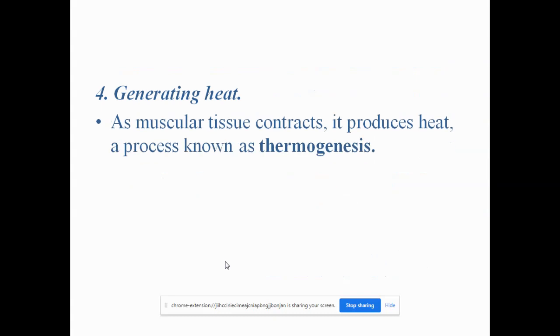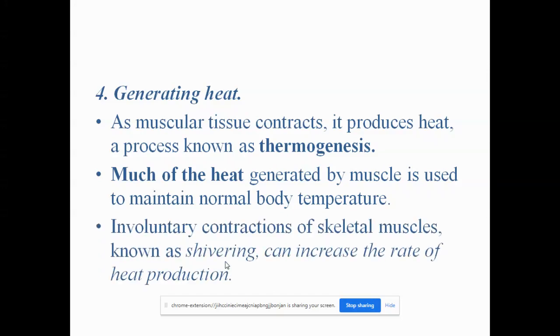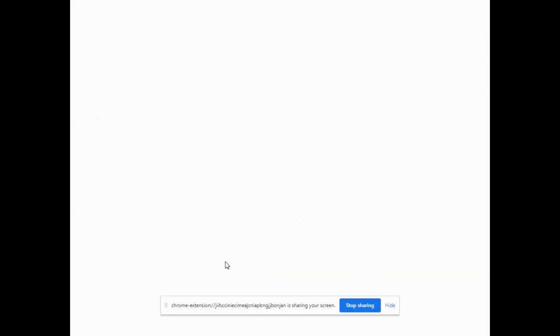The fourth function is the generation of heat. The generation of heat is because of muscle contraction. This process, the production of heat, is called thermogenesis. The heat generated by the muscles is very much needed for the maintenance of normal body temperature. Sometimes involuntary contraction of the skeletal muscles, called shivering, can increase the rate of heat production.